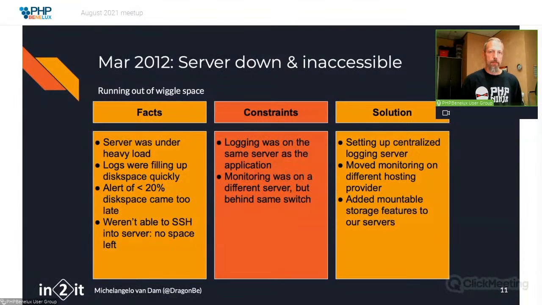What was the basic problem there? Well, the logging occurred on the same server as the application, and monitoring was on a different server, but they were behind the same switch. So when there's a lot of traffic, you're not actually able to see the monitoring because the pipe was already filled up, and even though we see the graphs blocking, we could not see why it was blocking, and we couldn't see that the disk space was ramping up that quickly.